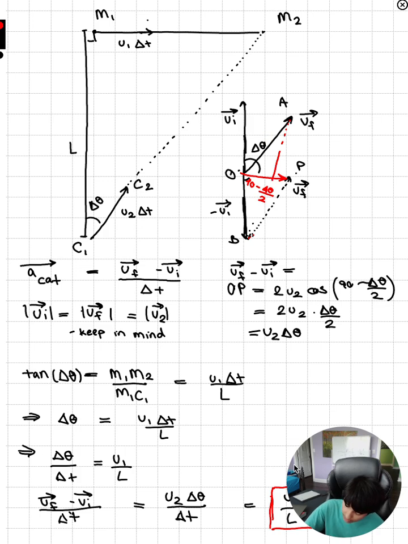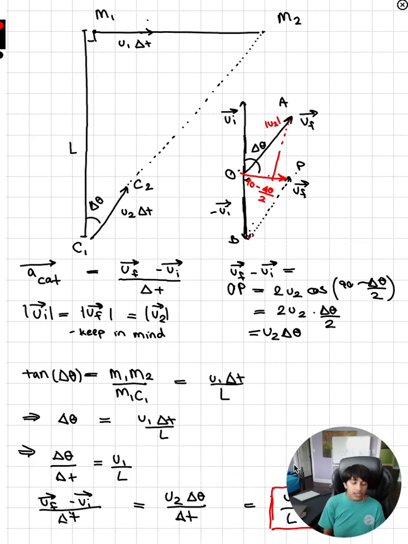If this magnitude is after all the magnitude of U2, and this angle is 90 minus del theta over 2, then this is u2 times cosine of 90 minus del theta over 2. Multiplying this by 2, it becomes 2 times u2 times cosine of 90 minus del theta over 2. Now let's simplify this trigonometric expression. Cosine of 90 minus del theta over 2 is the same as sine of del theta over 2.